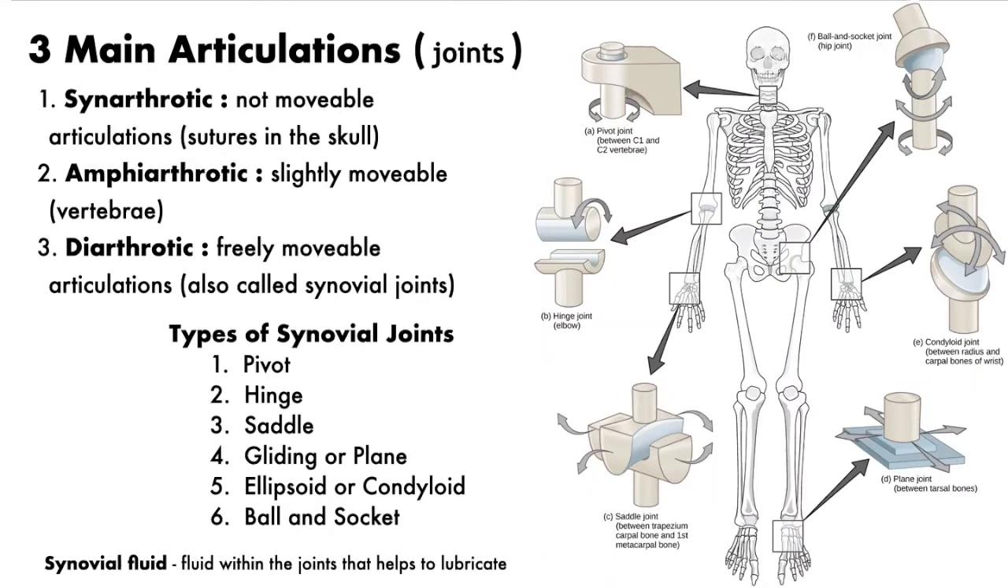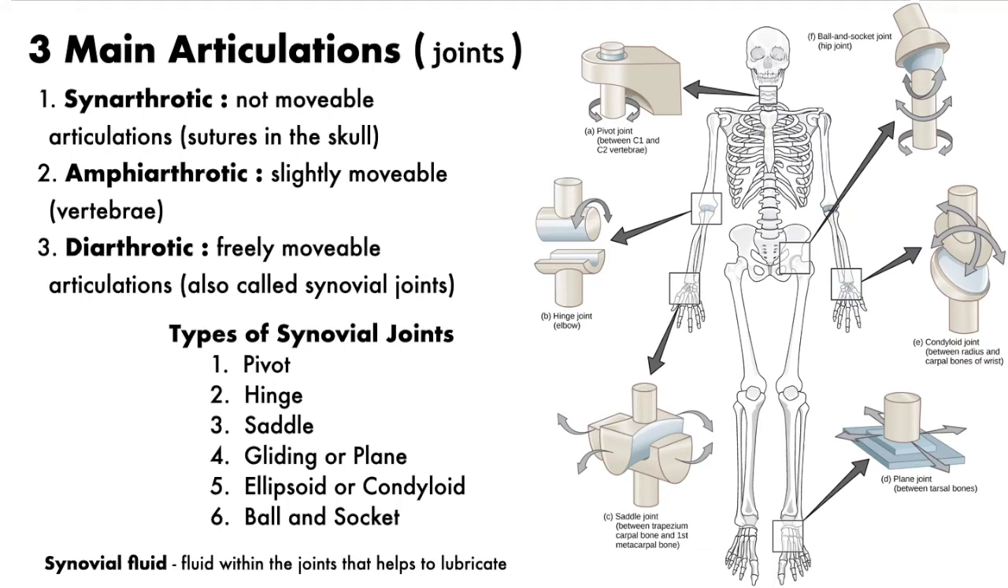And there are 3 main types of articulations or joints. There's the synarthrotic articulation, which is a non-movable articulation. This is the little sutures in the skull. This connects the flat bones of the skull. And we'll look at what the sutures look like later on, but this connects the different bones of the skull.